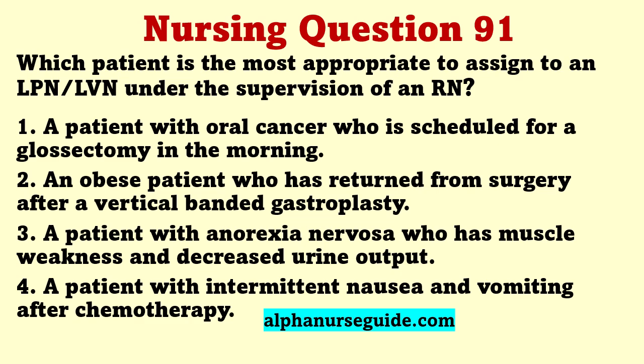The correct answer is 4. A patient with intermittent nausea and vomiting after chemotherapy. Rationale: Nausea and vomiting are common after chemotherapy. Administration of antiemetics and fluid monitoring can be done by an LPN/LVN. The RN should perform the preoperative teaching for the glossectomy patient. Patients returning from surgery need extensive assessment. The patient with anorexia is showing signs of hypokalemia and is at risk for cardiac dysrhythmias.